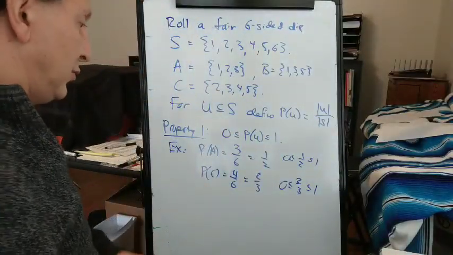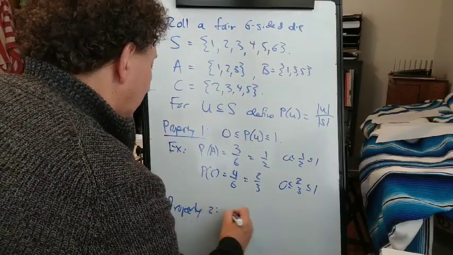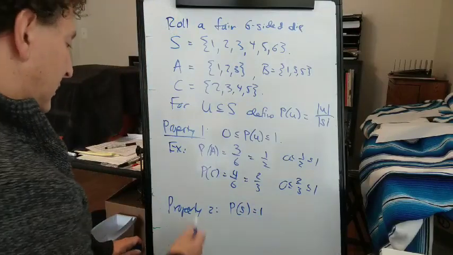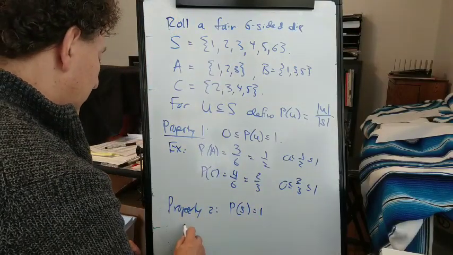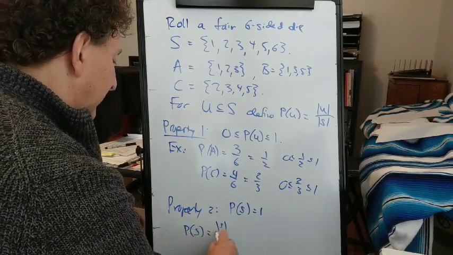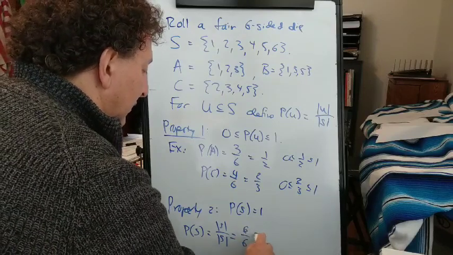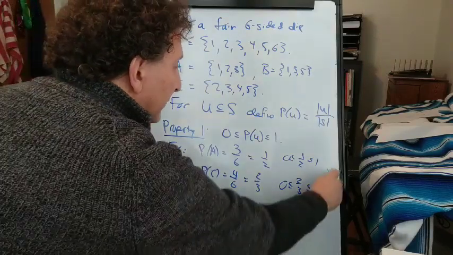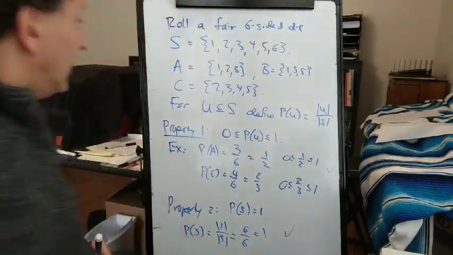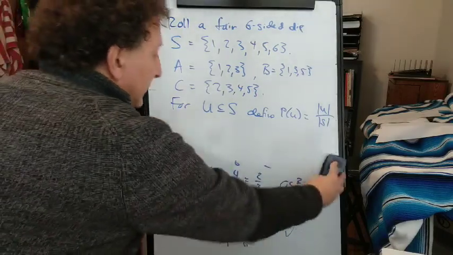And property 2 says that the probability of S is 1. Well, in our example, the probability of S is the number of elements in S over the number of elements in S, which is 6 over 6, which is 1. So that works too. All right, now the third property is maybe more interesting than these.